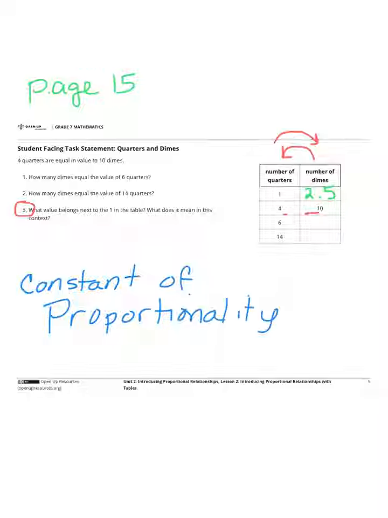And what it means is that for every quarter, we need 2.5 dimes to make the same amount. How do we get 2.5 dimes? Well, that doesn't make much sense, right? Because we can't have half a dime, you're right. Fill out the rest of that chart. And that's going to be it for today.